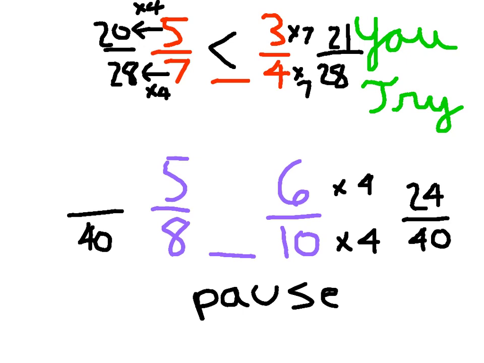To get to 40 in the denominator for 5/8, we multiply by 5 as well. In the numerator, we also multiply by 5. 5 times 5 is 25. So now we're comparing 25/40 with 24/40, and since the denominator is the same, we can compare 25 with 24. 25 is greater than 24, so 5/8 is greater than 6/10.